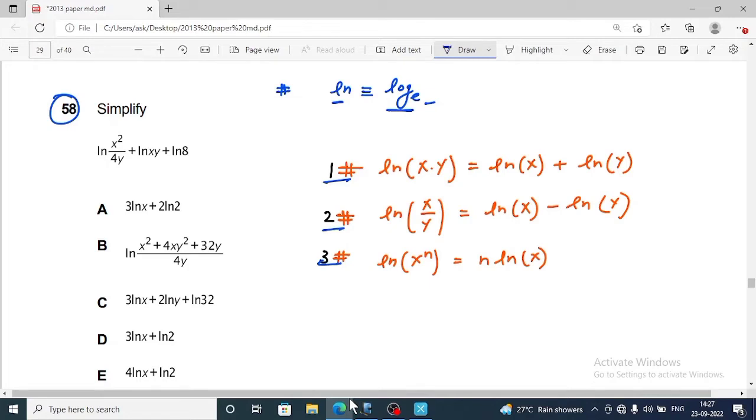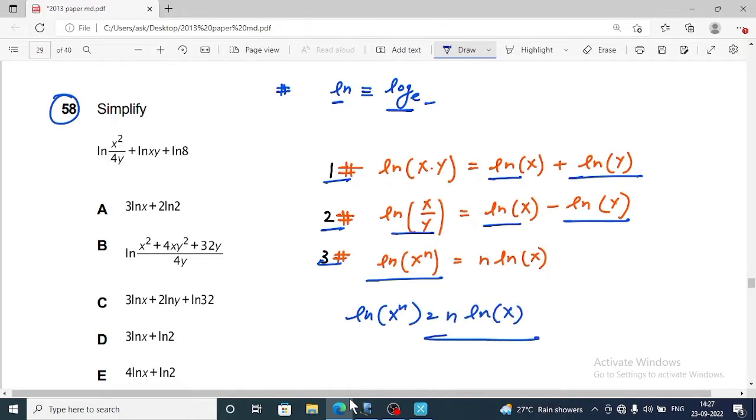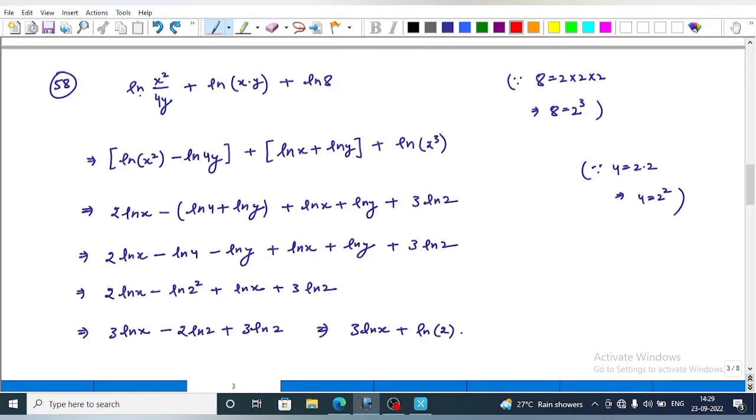Result first is logarithm of x into y equals logarithm of x plus logarithm of y, and result second is logarithm of x upon y equals logarithm of x minus logarithm of y, and result third is logarithm of x power n. Remember, logarithm of x power n equals n times logarithm of x. Now come to the explanation. In the question we are given logarithm of x squared upon 4y plus logarithm of x into y plus logarithm of 8.